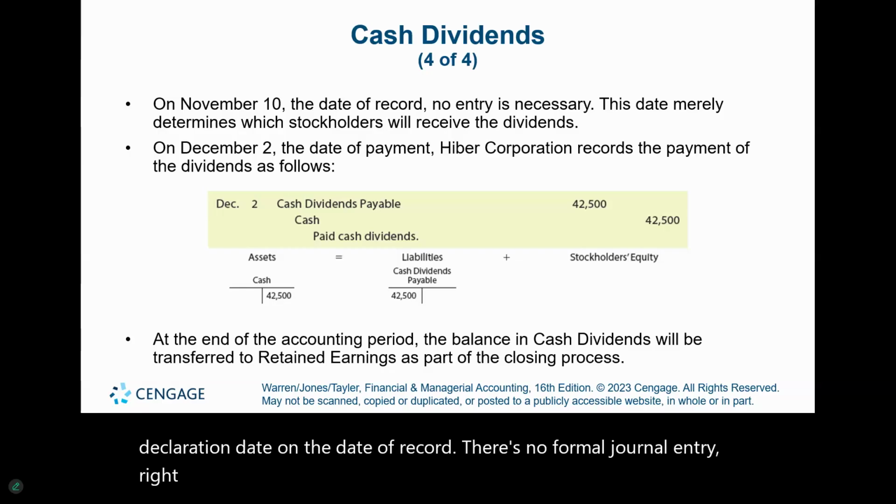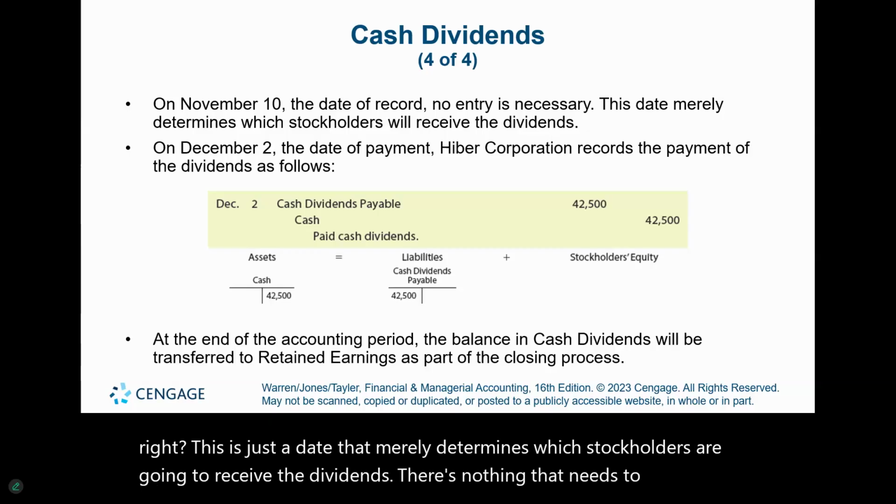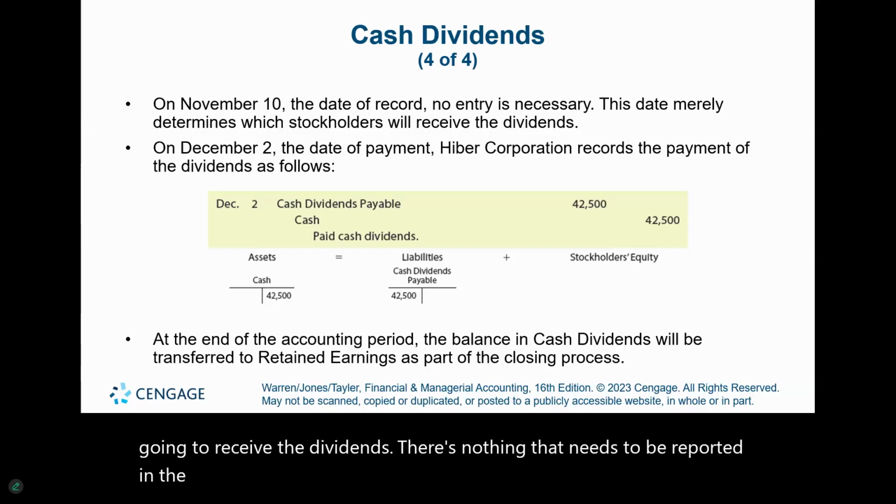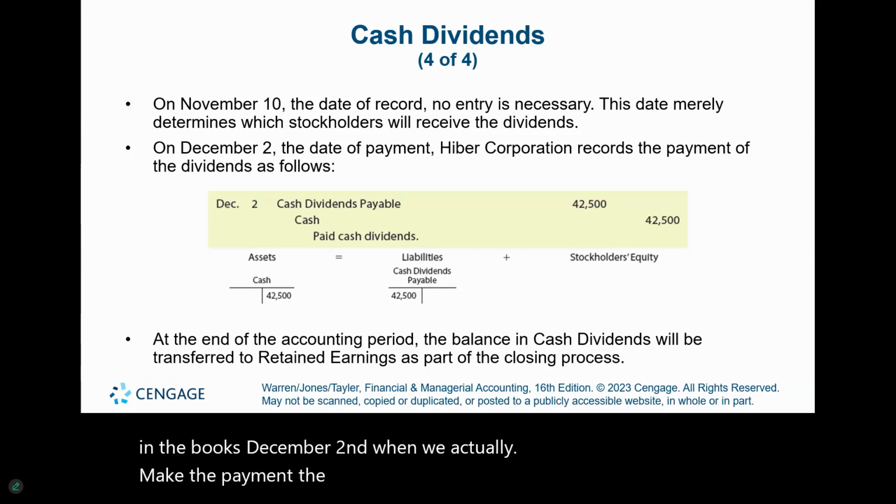This is just a date that merely determines which stockholders are going to receive the dividends. There's nothing that needs to be reported in the books. On December 2nd, when we actually make the payment, the journal entry is going to be as follows. We debit the cash dividends payable.